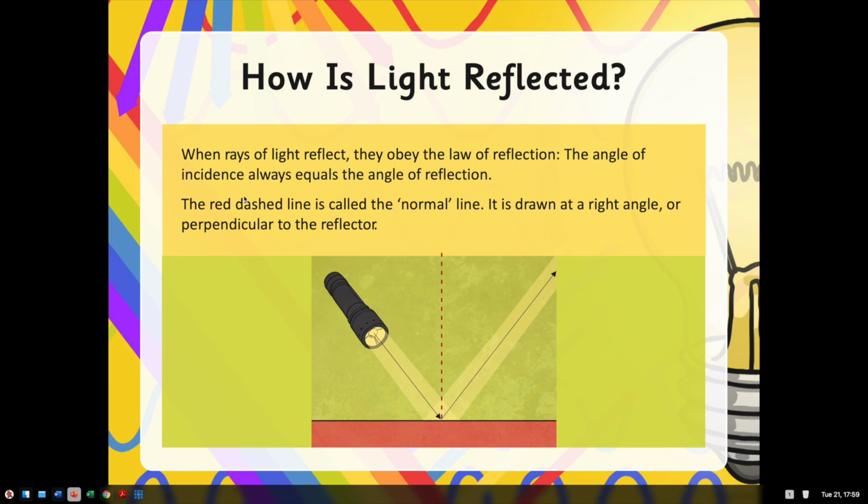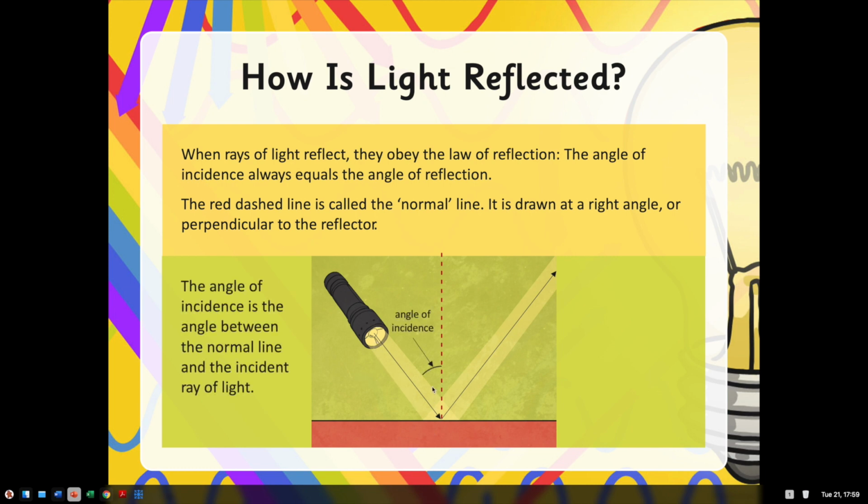When rays of light reflect, they obey the law of reflection. The angle of incidence always equals the angle of reflection. Now that sounds a bit complicated, but basically what that means is that the angle that it hits the line, so imagine this is the dotted line here, the torch light hits the mirror here. The angle between the middle and the torch is your angle of incidence.